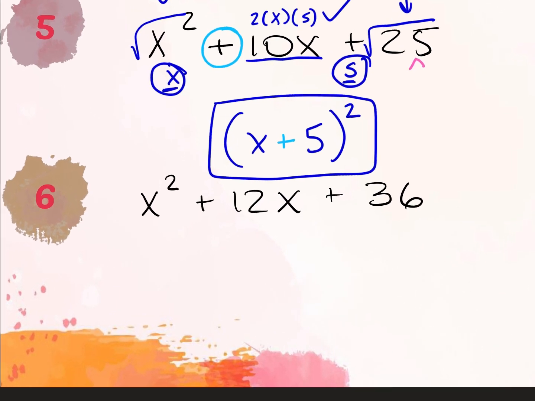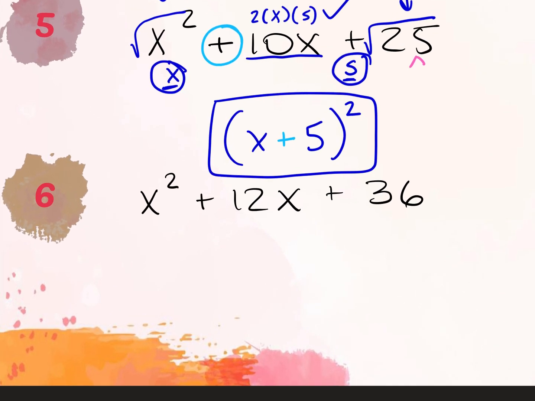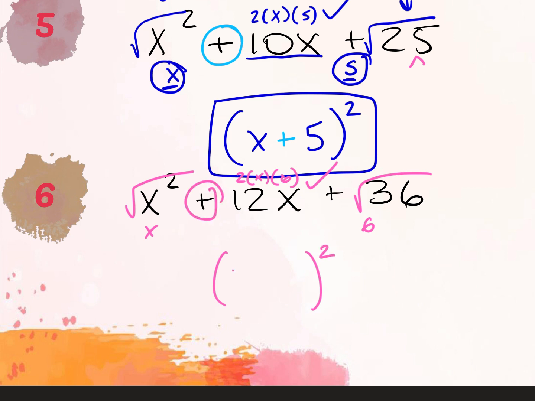So let's look at number 6. We have a perfect square at the front and in the back. So what's the square root of x squared? X. And what's the square root of 36? 6. So in the middle, do we have 2 times x times 6? That's 12x. So perfect. We can use our shortcut. So what's going to go in the parentheses here? Awesome. X plus 6 squared.